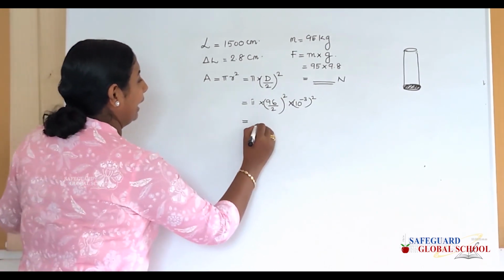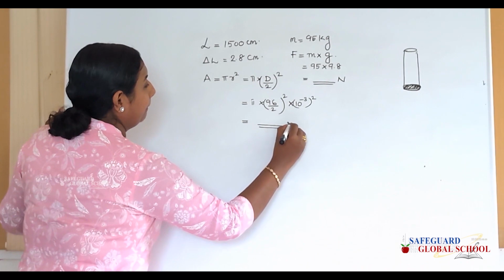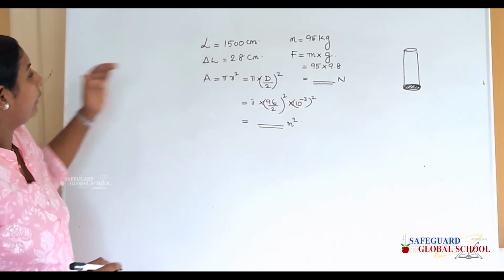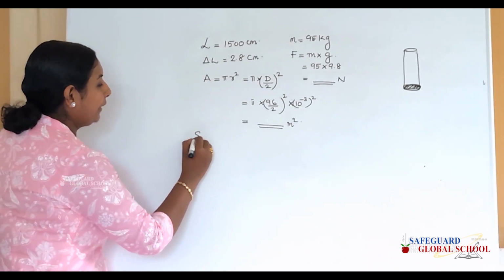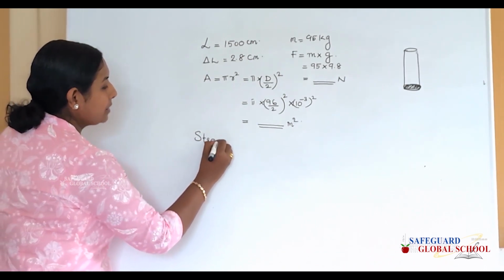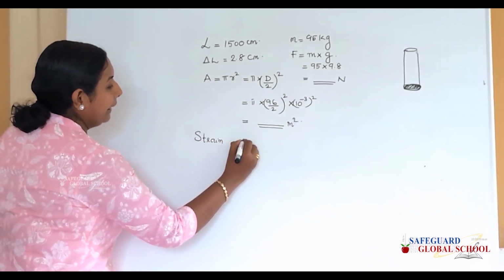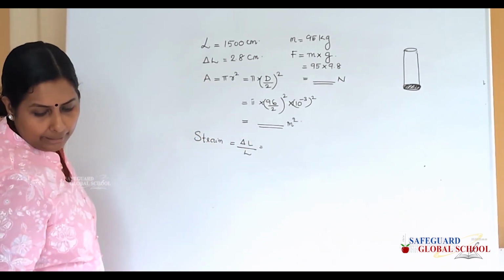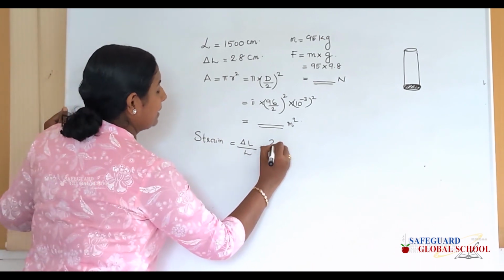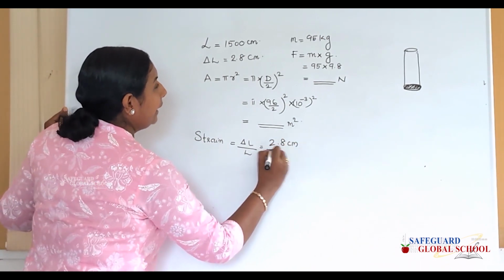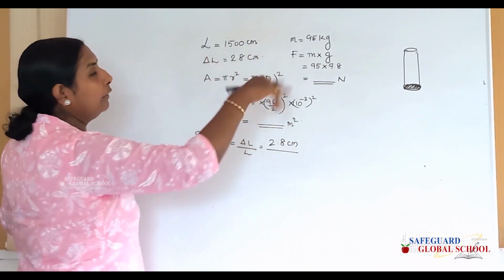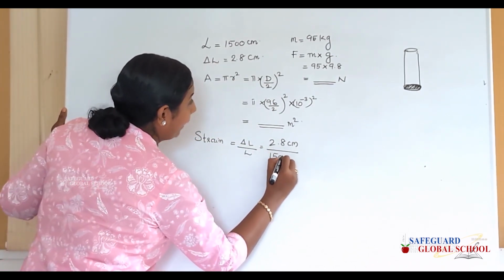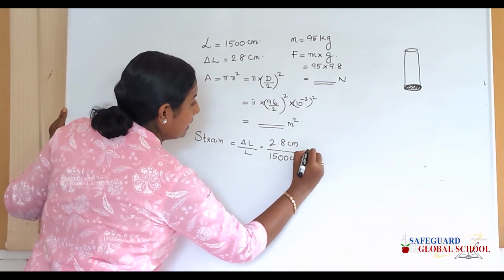The area you can calculate. It will be in meter square. So now all the things are given to you. So first of all we calculate the strain. What is the strain? Strain will be delta L by L. So what is delta L given in the question? It is 2.8 centimeter, because both are in centimeters. Here you need not convert it into meter, because both are in centimeters. That is, L is 1500 centimeter.